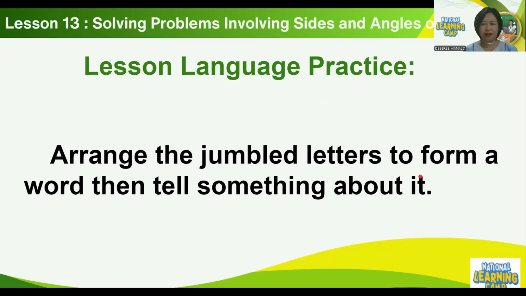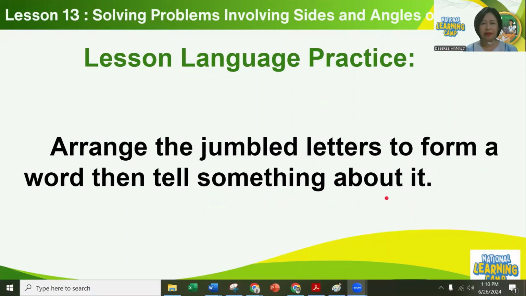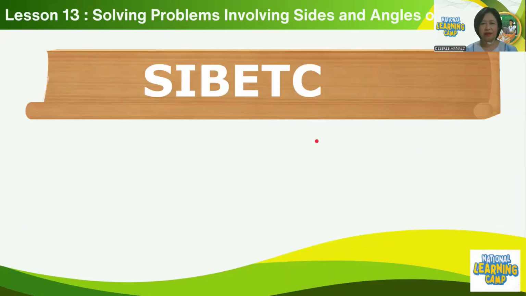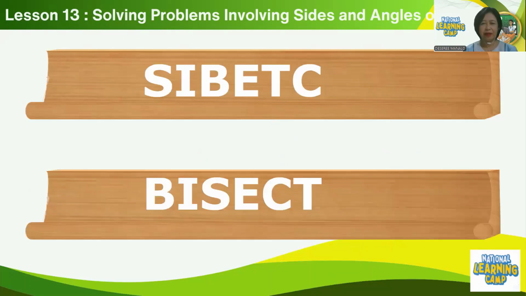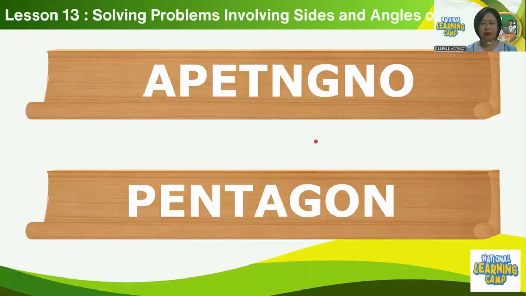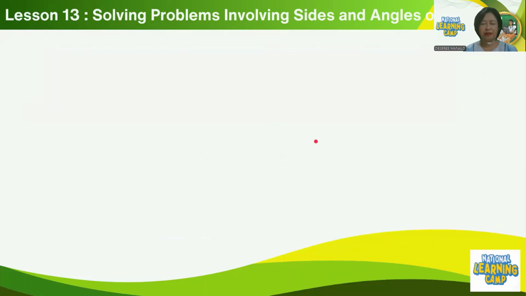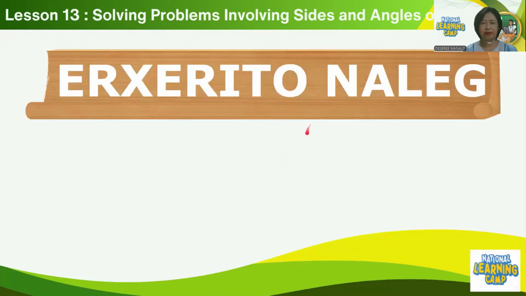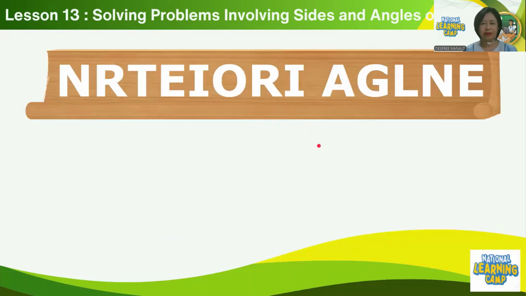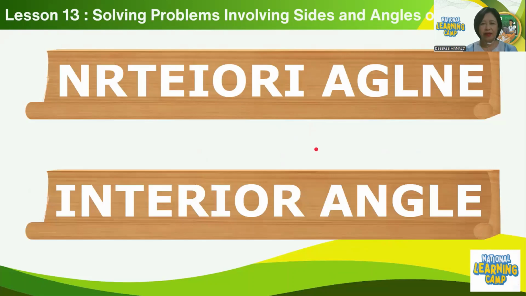Let us now have the lesson language practice. Arrange the jumbled letters to form a word, then tell something about it. Answer is hexagon. Next. Answer is bisect. Next. The word is pentagon. Next. The word is exterior angle. Next word. We have interior angle.